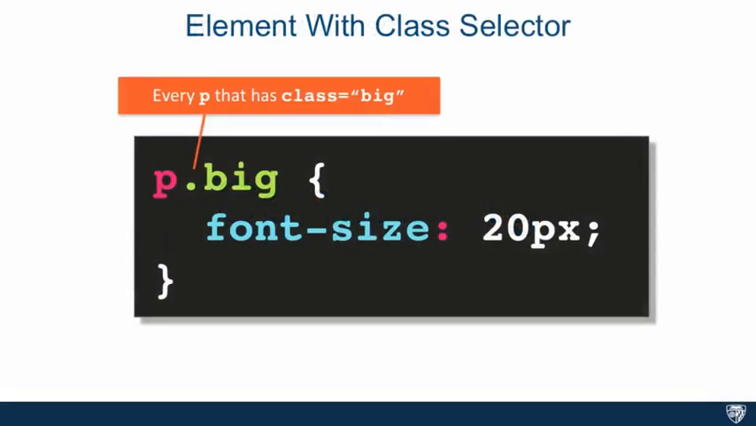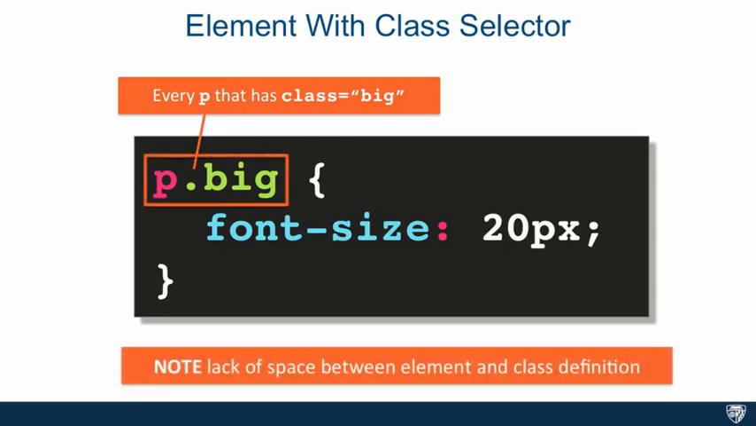As you can see here, we have a p element followed immediately, without any spaces, by a .big, which is a class selector. What this expresses is that I want to target every p element that has an attribute class equal to big. Note the lack of space between the element and the class definition. If you do put a space, it will mean a completely different combination, so make sure that if you want an element that has a class assigned to a particular value, there are no spaces between the first selector and the second selector, in this case between the p element selector and the .big class selector.